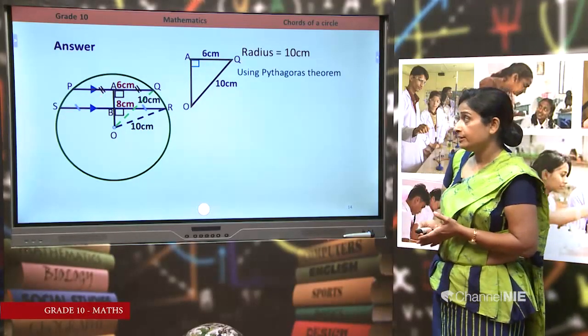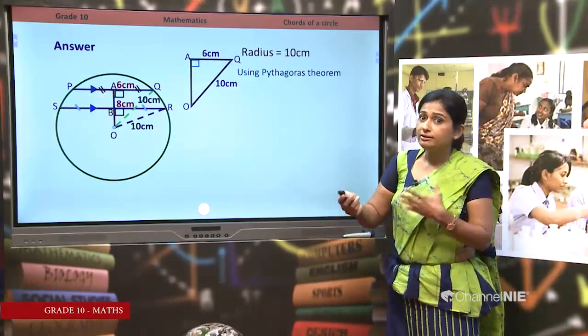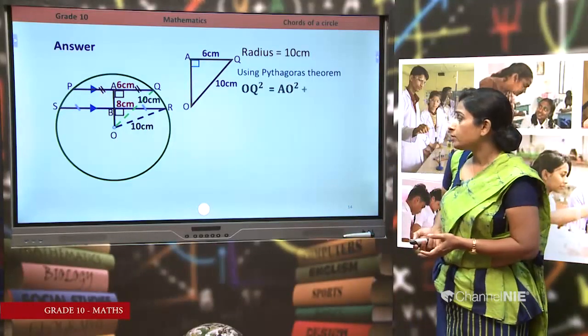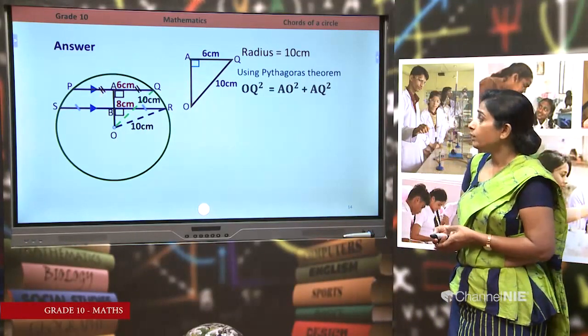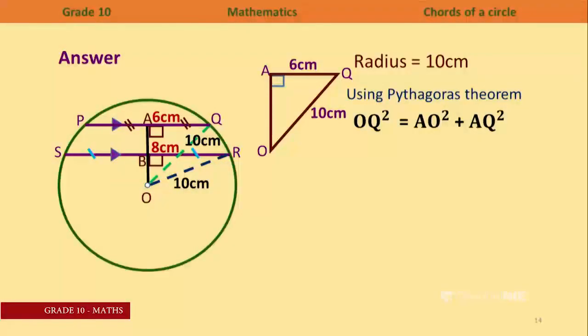The hypotenuse of this triangle is OQ, opposite to the right angle. OQ squared equals AO squared plus AQ squared. Then we have to substitute the values given here. OQ is 10, AO we don't know, and AQ is 6. Then we have to simplify that.